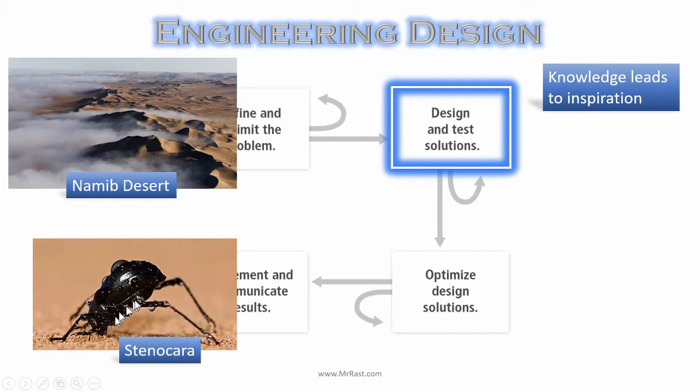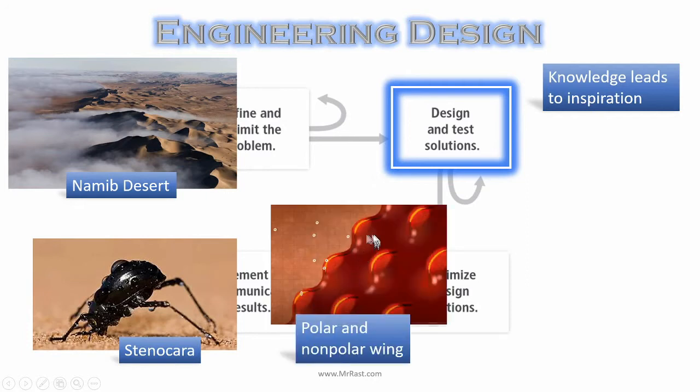What the Stenocara does is it will bend itself towards the fog at a 45-degree angle. And it's got a very interesting shell. On its shell there are bumps, and on the bumps it's got different regions. It's got polar regions, or hydrophilic, which means water loving, which is polar molecules, and these polar molecules are located at the tops of these bumps on the back of the beetle. And then the valleys, the rest of the shell, is very hydrophobic. It's nonpolar.